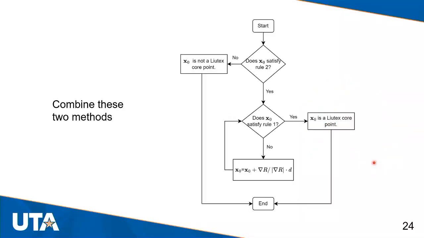So when we actually run the program, we combine these two methods together. We first use method 2 to quickly check if that point is at least near the vortex center. If it's near the vortex center but still has some error, then we go along the gradient direction to correct it to be closer to the real vortex center.